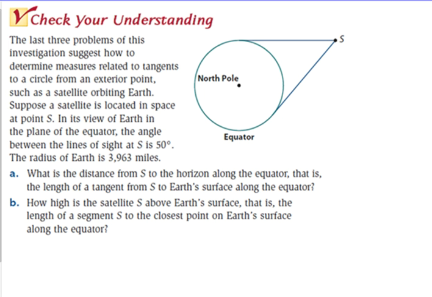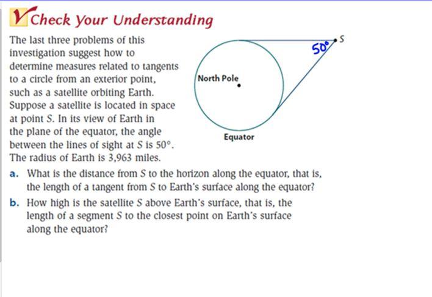Suppose the satellite is located in space at point S in its view of Earth, in the plane of the equator. So it's looking straight at the equator. Okay, the angle between the lines of sight at S is 50 degrees. So this angle between the lines of sight at S is 50 degrees. 50 degrees goes right there.